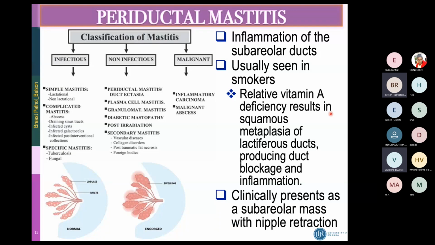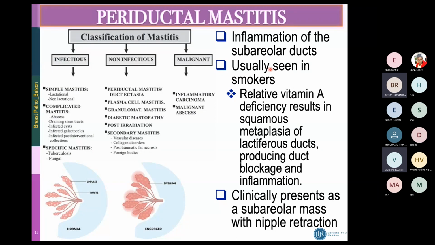Okay, so another condition is periductal mastitis, which is also inflammation. I think you are familiar with this. When there is a word, there is an organ, then you add a suffix itis, it refers to the inflammation of that organ. So gastritis, dermatitis, and so on. So this is the inflammation of the subareolar ducts, usually seen in smokers.